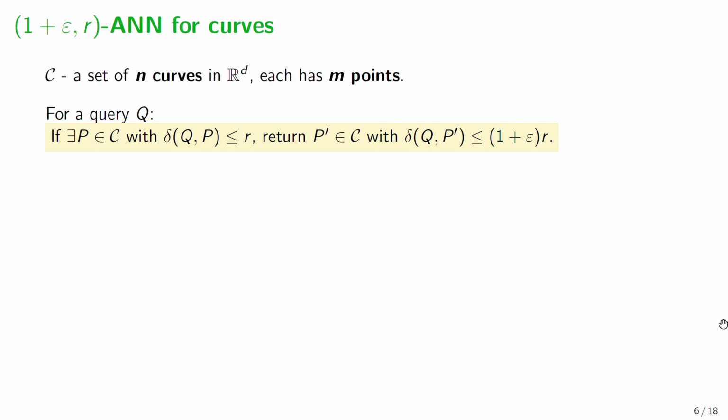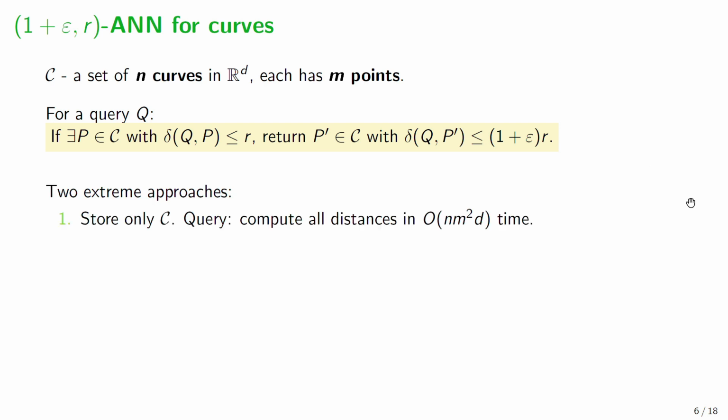Back to the approximate nearest neighbor problem, recall that our goal is to pre-process a set C of n curves such that given a query curve Q, if there exists a curve P within distance r of Q, then we want to return a curve P prime within distance 1 plus epsilon times r. In general, there are two extreme approaches for a solution. The first one is not doing any pre-processing. Just store the set C and let the query algorithm do all the work. But then obviously the query time is huge.